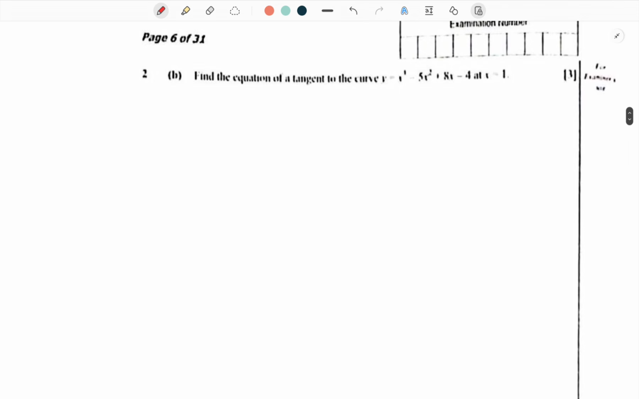Okay, find the equation of a tangent to the curve. So this is what we had. They said y is equal to x to the power 3 minus 5x to the power 2 plus 8x minus 4, and we're told at some point where x is equal to 1.